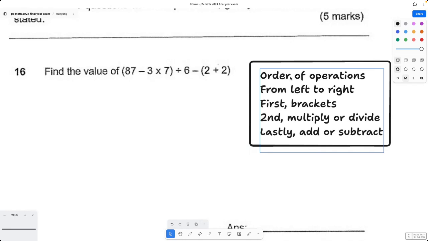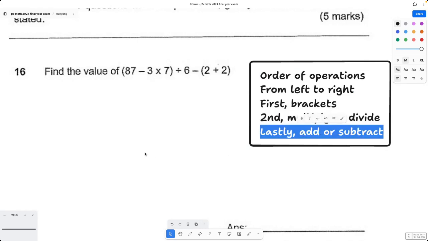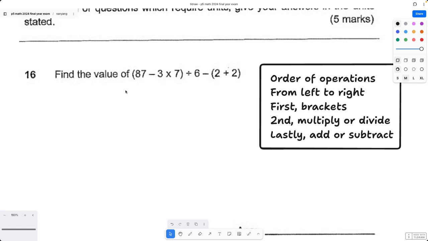Okay, so we look something like this, right? Order of operations from left to right. First, the brackets. Inside the brackets or outside, you multiply, divide, and then lastly, add or subtract. Okay, so in this case over here, I'm going to highlight, but you're going to tell me which one do you think we should start first.